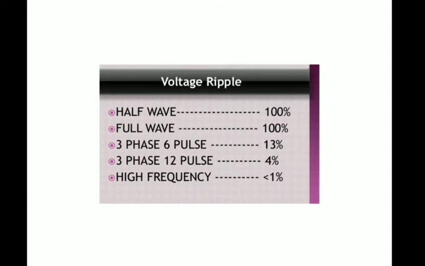Voltage ripple. There is a comparison between all the rectifiers. In half wave rectification, 100% voltage ripple is present. In full wave rectification also the voltage ripple is 100%. In 3-phase 6 pulse rectification, the voltage ripple is only 30%. And in 3-phase 12 pulse, the voltage ripple is 4%. At high frequency, the voltage ripple is less than 1%. So from this, by increasing the number of diodes, the voltage ripple is reduced.